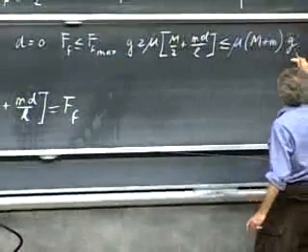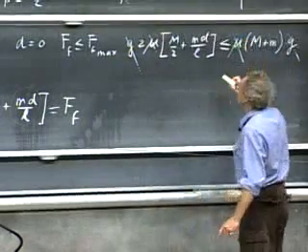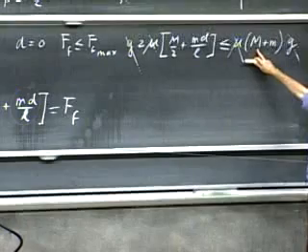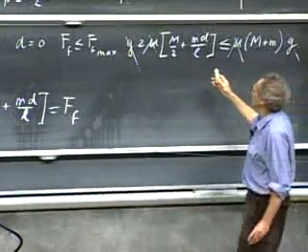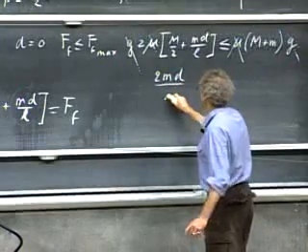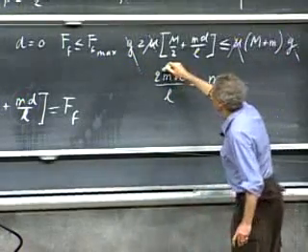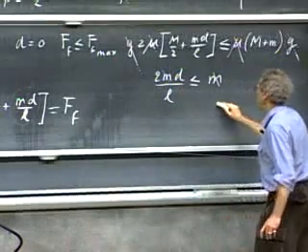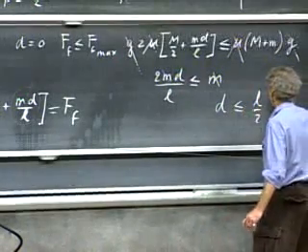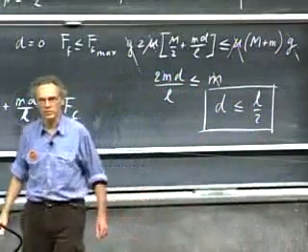Notice I lose my g, I lose my mu. I have here 2 times m over 2, which is m, and I have 1 m here, so I lose my capital M. And so I find that 2md over L has to be less or equal to m. I lose my m, and I find that d has to be smaller or equal to L over 2. And that is not unlike most of your intuition.